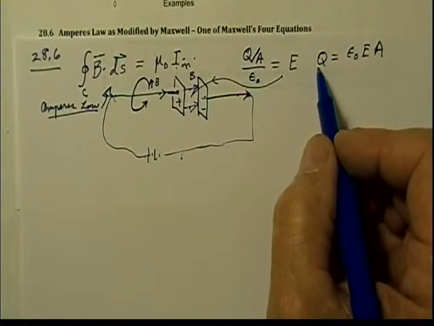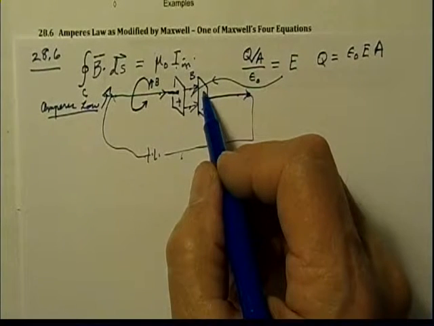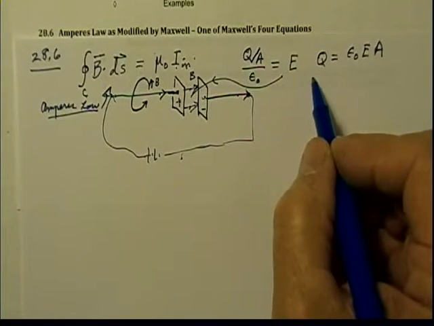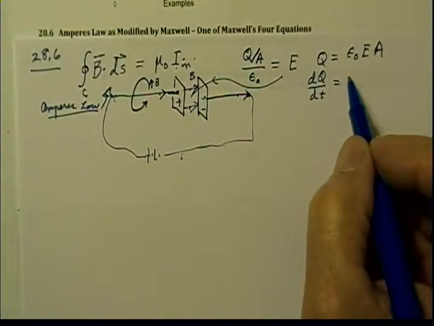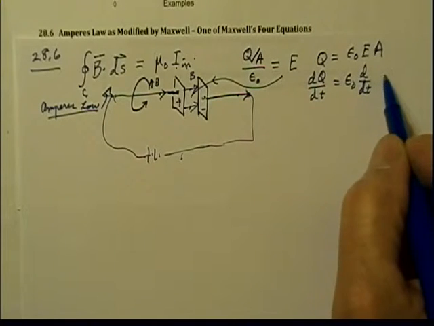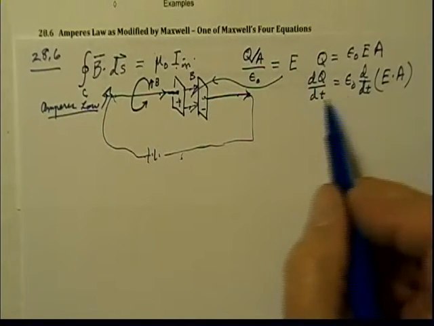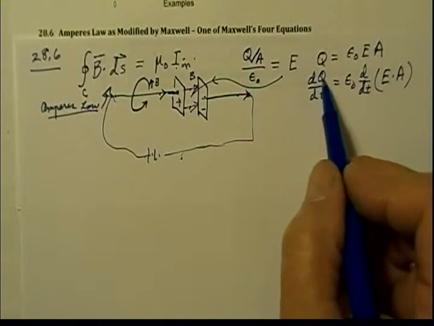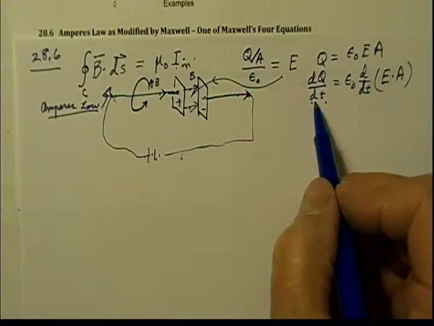Well, since this charge is constantly changing on the surface, I can look at dQ/dt, which would be epsilon naught d/dt of E times A, as though this is a type of current, a charge change per unit time, and add it to the one that's already here.